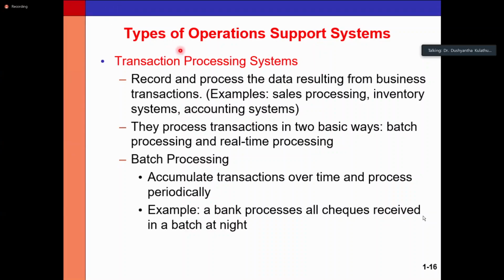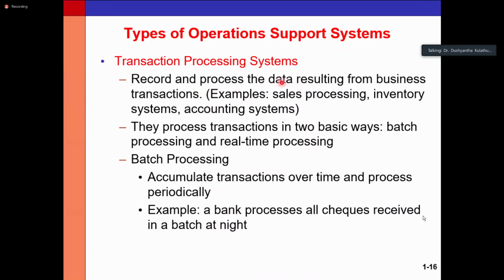So we are going to look at the specific categories highlighted in the earlier figure, starting with the types of operation support systems. Under this, we will be focusing on the three main categories. The first one was transaction processing systems. What do those systems do? They record and process the data resulting from business transactions. Examples are sales processing, inventory systems, accounting systems, and so on.